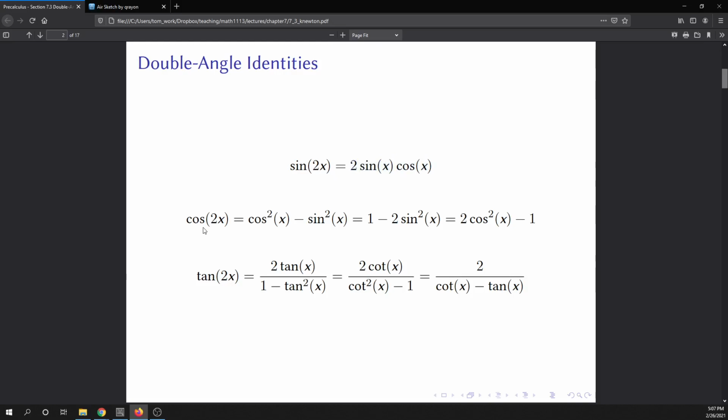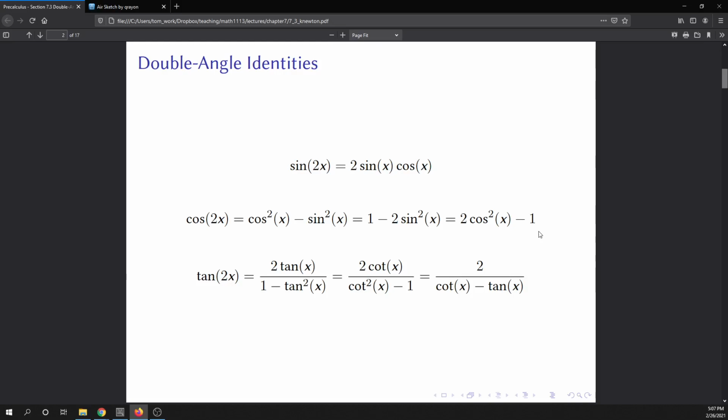You'll notice with cosine 2x and tan 2x, there are actually 3 double angle identities for each of those. But just to save space, I have written it all on one line, to save space on this slide here. So we have the cosine of 2x is equal to cosine squared x minus sine squared x. Or, right, cosine 2x is equal to 1 minus 2 sine squared x. We also have that cosine 2x is equal to 2 cosine squared x minus 1.